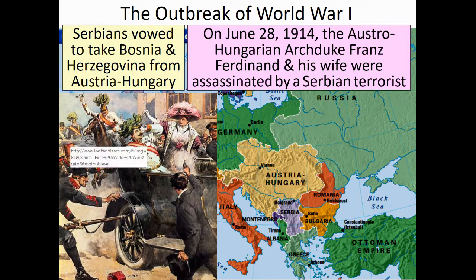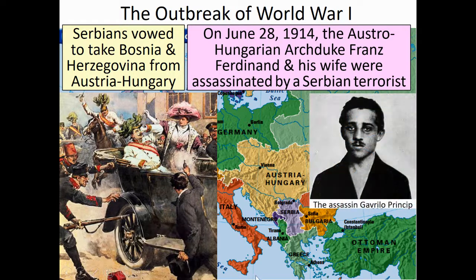Okay, so Franz Ferdinand, he's royalty, he's Austrian-Hungarian royalty. He's taking a trip through Serbia, and he's assassinated, he and his wife, by this man, Gavrilo Princip. Okay, well, Austria-Hungary is irate. They're like, turn him over, that's it. Any country would have been, right? Like, you just assassinated some of our royalty.